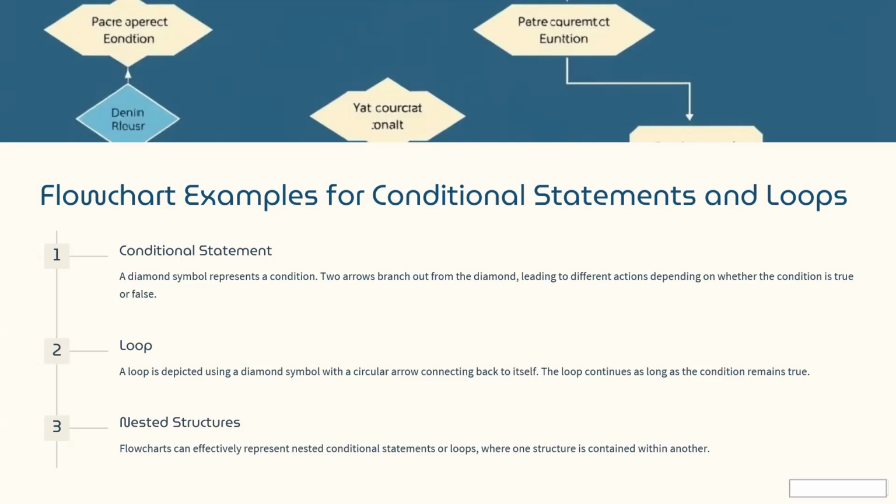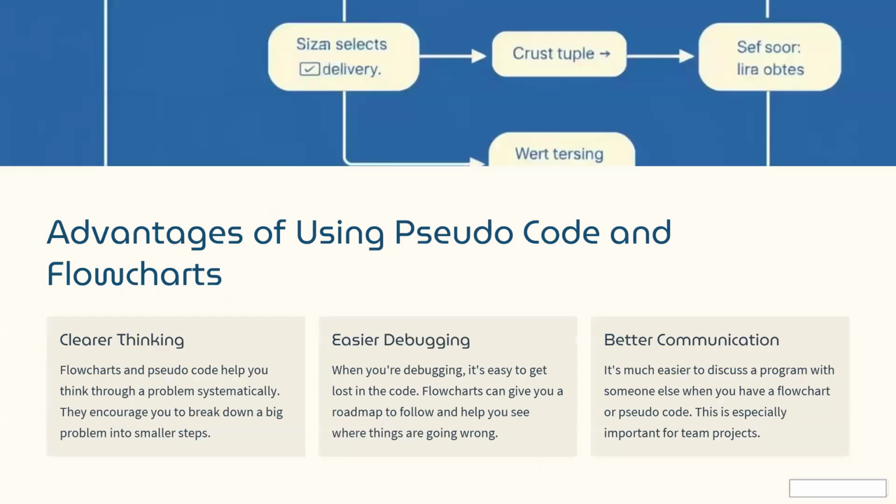Then we have loop. A loop is depicted using a diamond symbol with a circular arrow connecting back to itself. The loop continues as long as the condition remains true. Then we have nested structure. Flowcharts can effectively represent nested conditional statements or loops, where one structure is contained within another. I already explained what a diamond shape looks like.